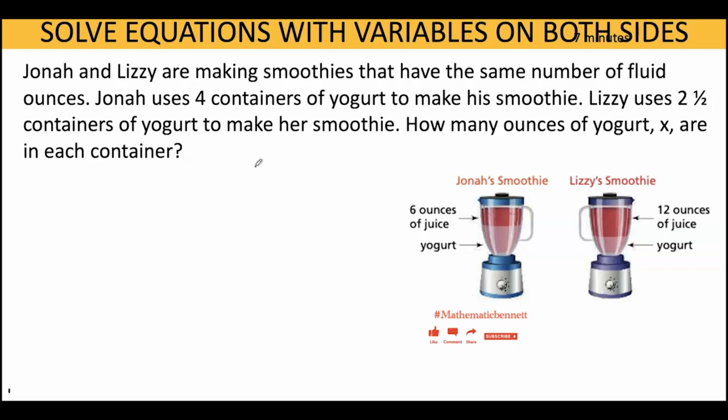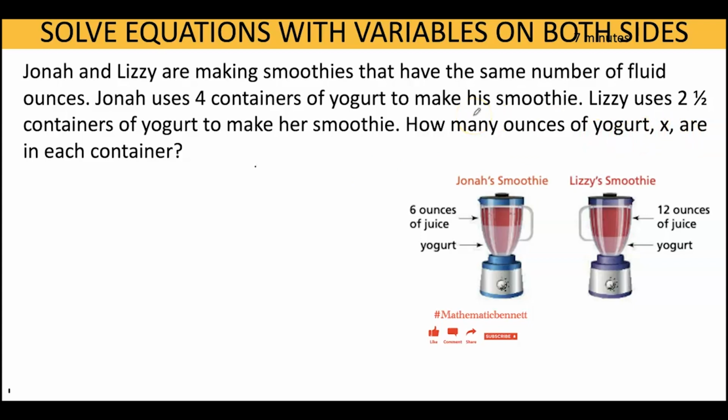John and Lizzie are making smoothies that have the same number of fluid ounces. Jonah uses 4 ounces of yogurt to make his smoothie. So he uses 4 ounces of yogurt and 6 ounces of juice. Lizzie uses 2.5 ounces of yogurt and, as you can see, 12 ounces of juice. How many ounces of yogurt X are in each container?